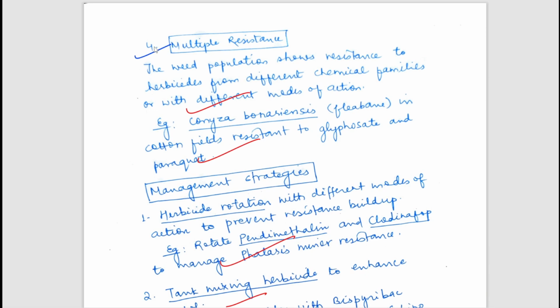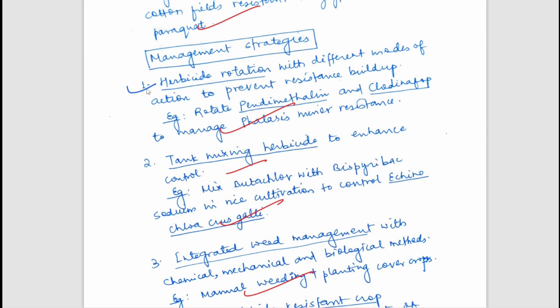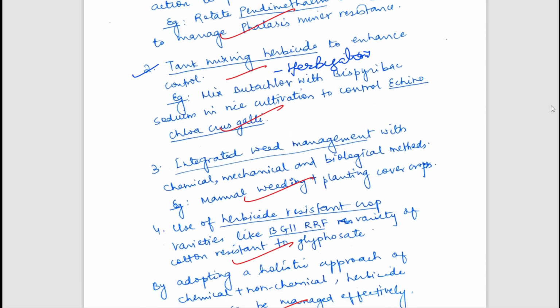Now, what are its management strategies? First one is herbicide rotation. We should keep rotating our herbicides so that the weed doesn't get used to a similar kind of herbicides, which could develop resistance. Tank mix of herbicides is also an option, and herbigation can be used, in which we could mix the herbicides in the irrigation tanks as well. We can do integrated weed management. Obviously it is the most effective way.